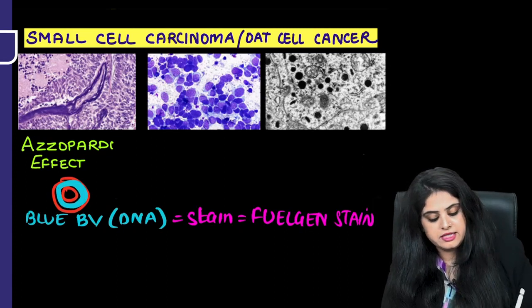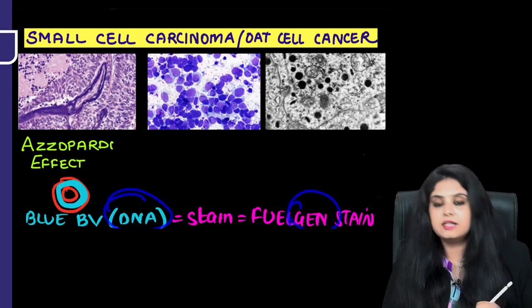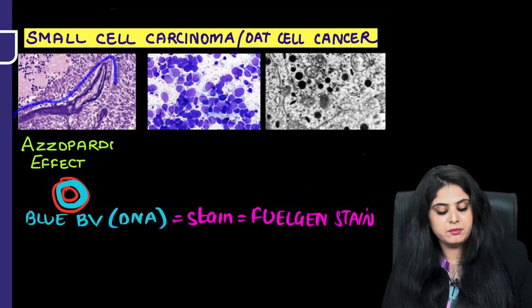How did we learn it? DNA runs in your generations. So DNA ke liye Feulgen stain. Okay, Azzopardi effect, blue blood vessel, we can very, very well see here.